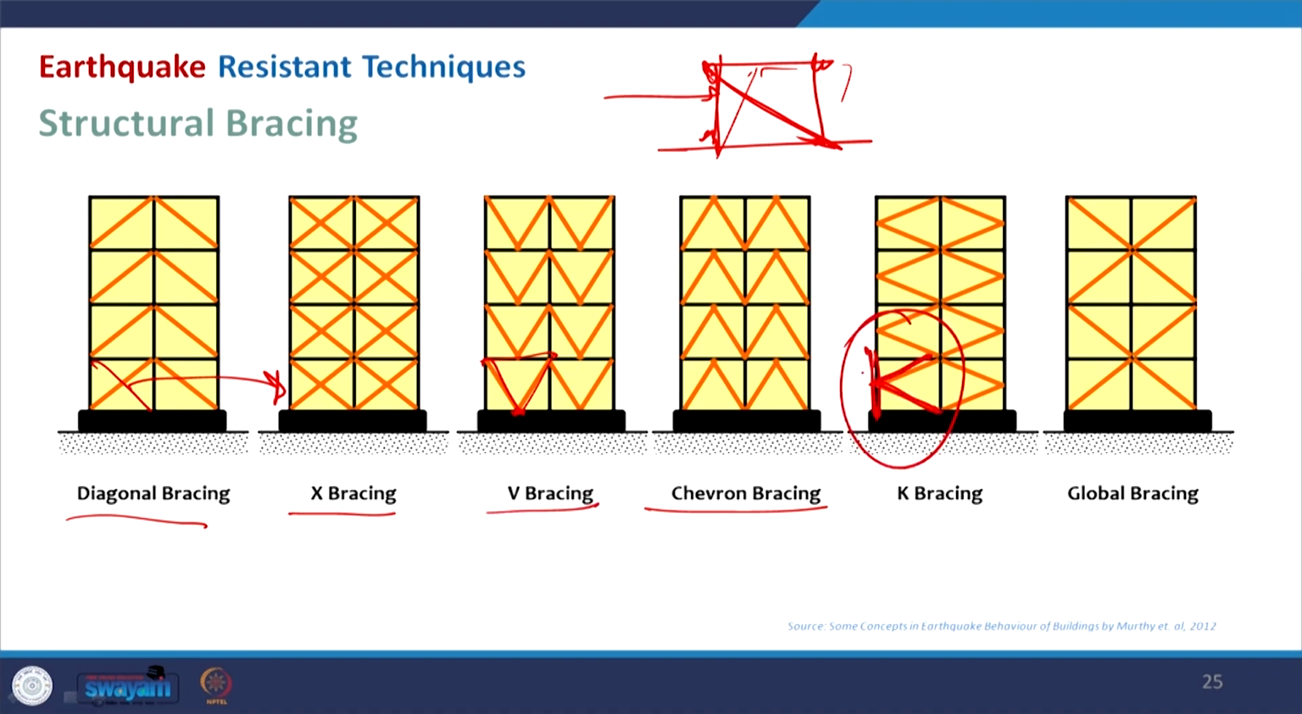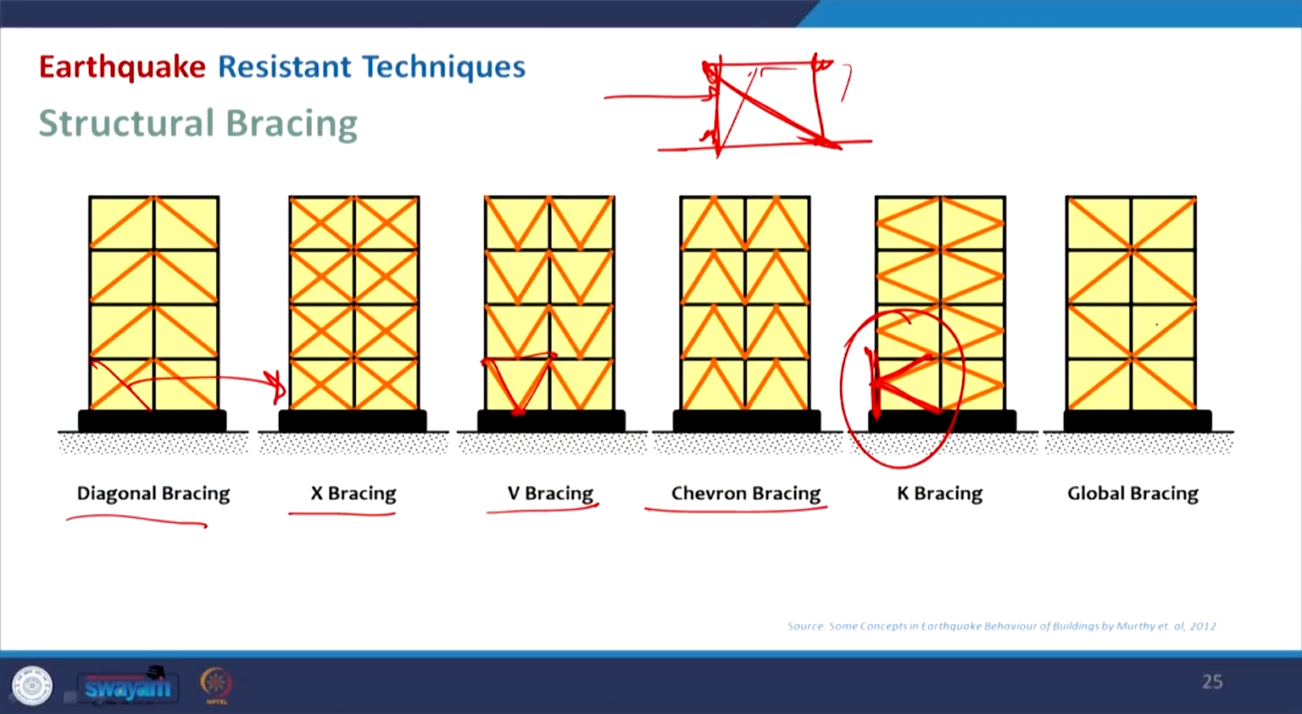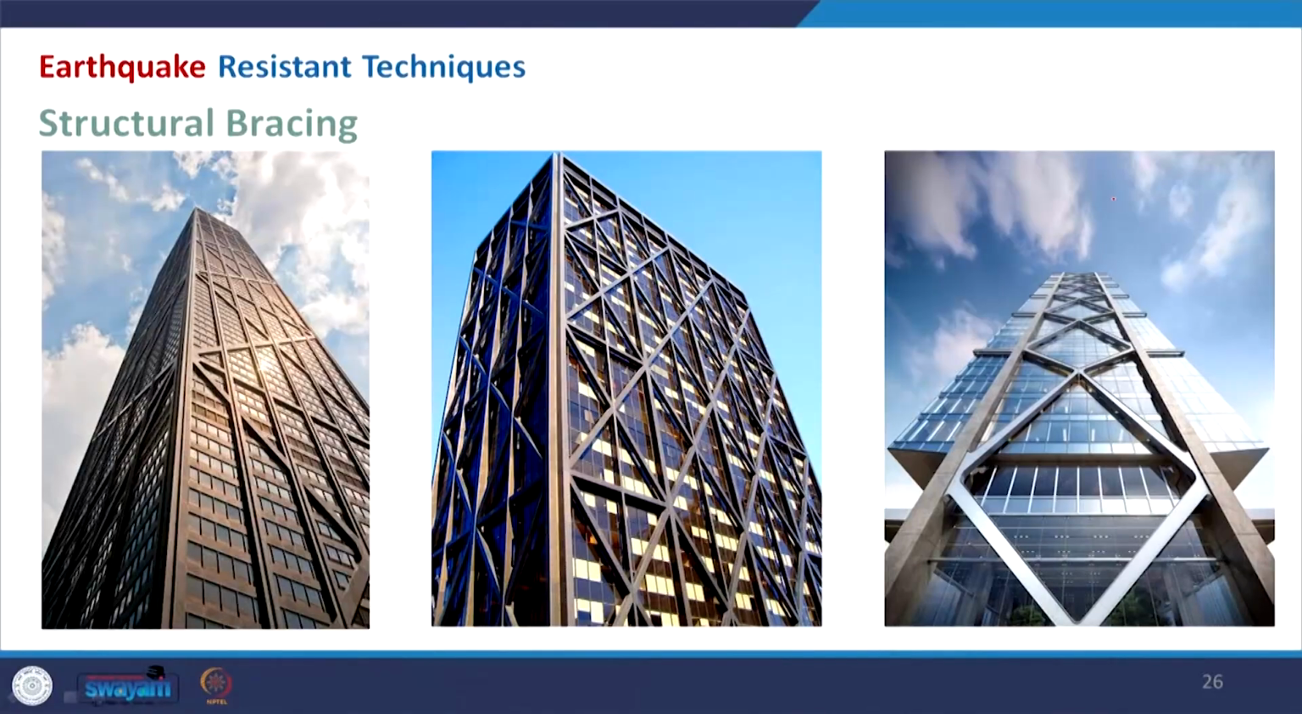So, this is called K bracing, and then the global bracing, where each floor is not connected with a diagonal strut; basically alternate floors, or maybe a few floors, are connected with a large diagonal bracing. This will help the structure get better stiffness, and it will perform in a better manner during the earthquake motion. And here are examples where this bracing is used, and you can see one which is global bracing, where again not each floor is connected, but it is a different form.